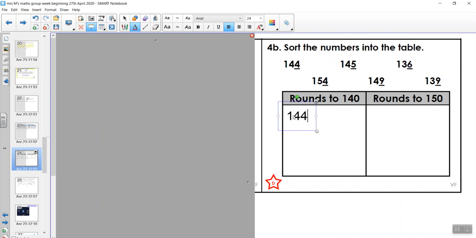144 rounds to 140. 145, 5, 6, 7, 8, 9, climb the vine, rounds to 150. 136 rounds to 140. 154 rounds down to 150. And that one should say 145, shouldn't it? 149 rounds up to 150, and 139 rounds up to 140. Well done if you got those.